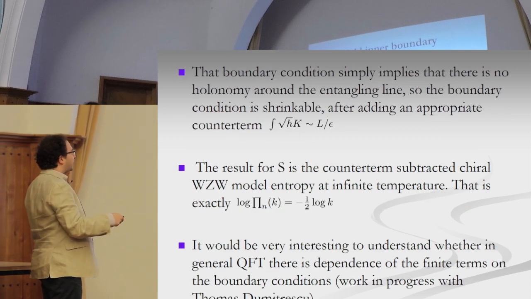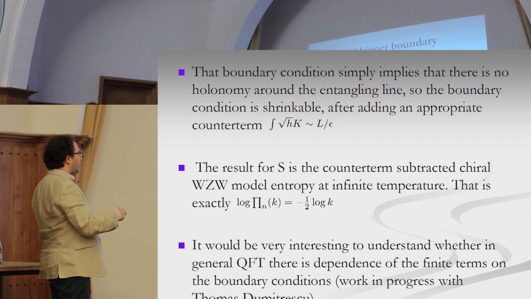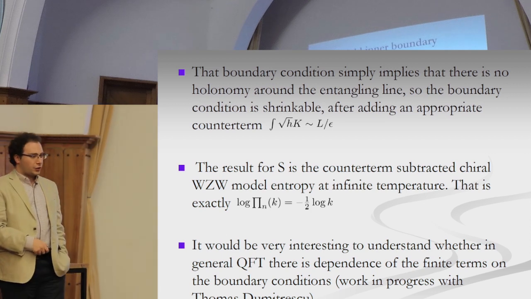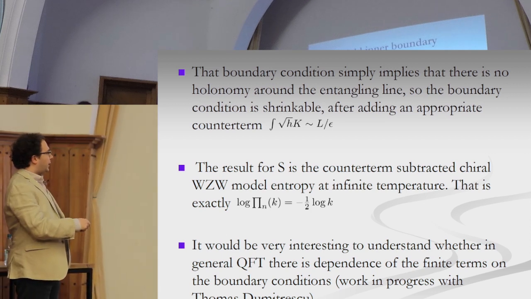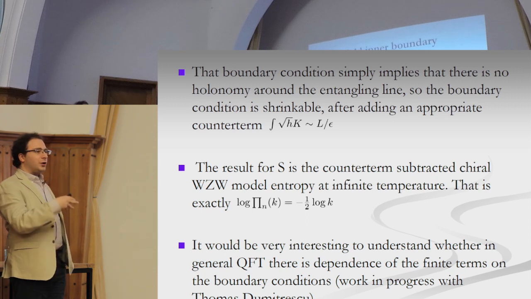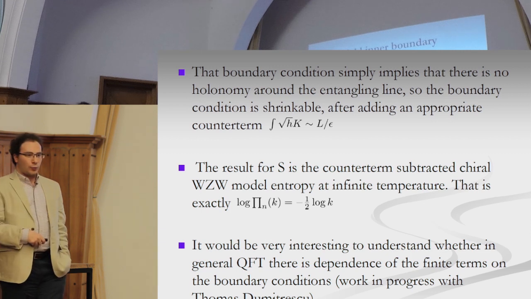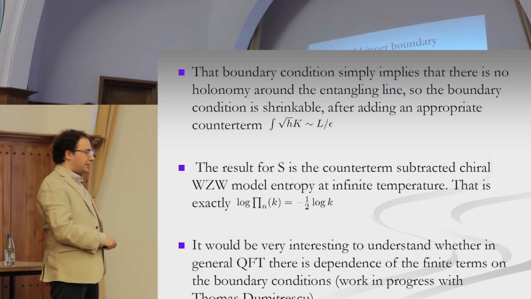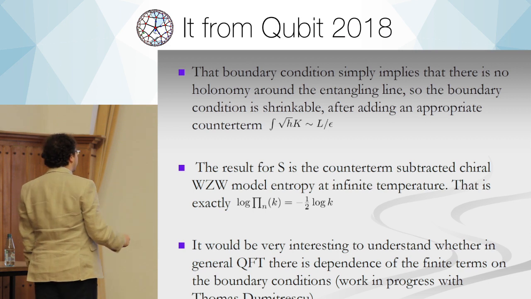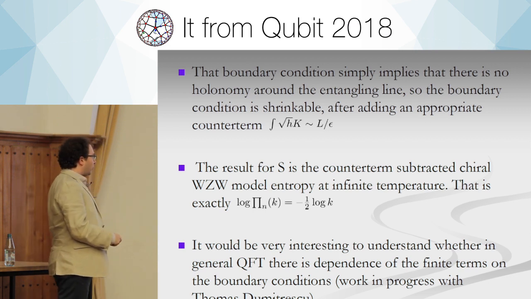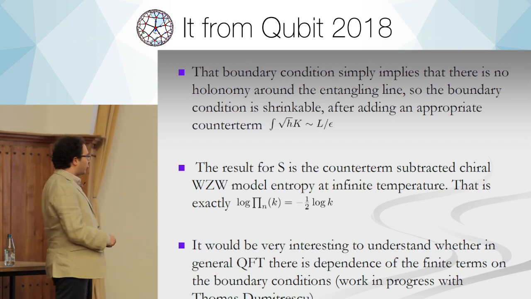Well, at least after you add some appropriate counter term related to the extrinsic curvature, which in this case of a two-dimensional boundary of a three-dimensional space looks like the circumference divided by the small length, epsilon, the narrow length of the tube. So, okay, that was a lot of words, but then the actual calculation is extremely easy.